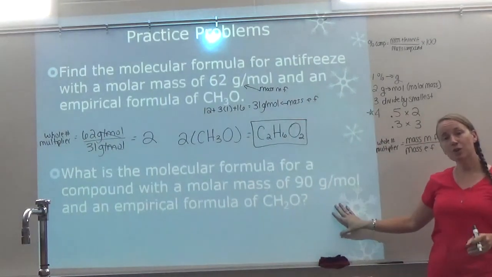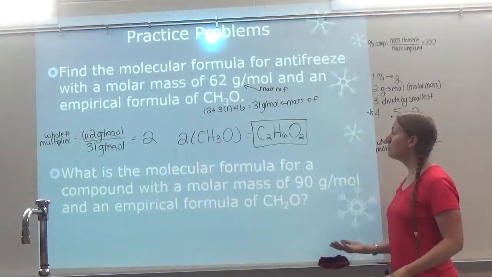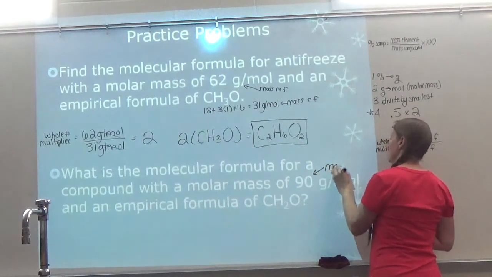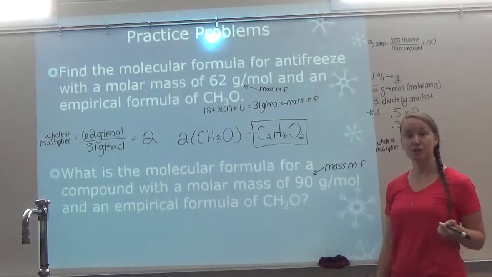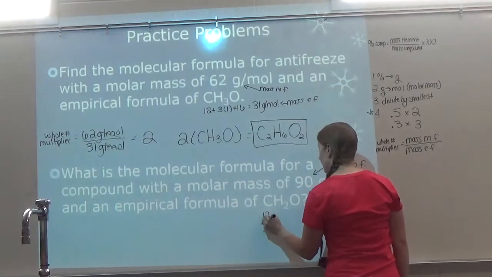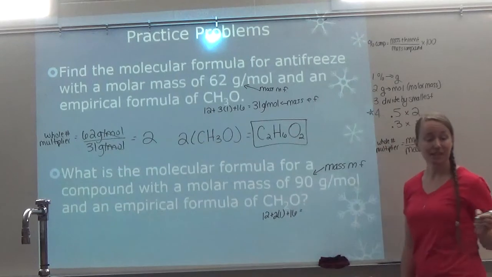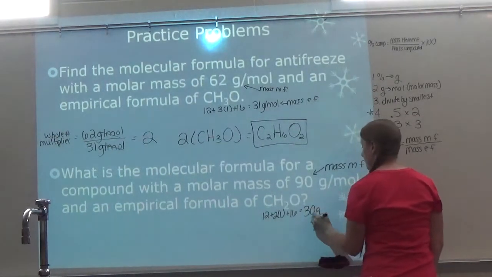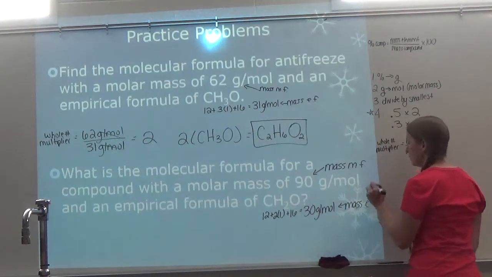So if you haven't tried one on your own, definitely try this bottom one. I'll assume you've done that, and let's do it together. So it says, what is the molecular formula for a compound with a molar mass of 90 grams per mole? So there's the mass of my molecular formula. And an empirical formula of CH2O. So let's figure out the mass of that empirical formula. So C is 12, H is 1 times 2, O is 16. So once I add all those together, I get 30 grams per mole. And so this is the mass of my empirical formula.